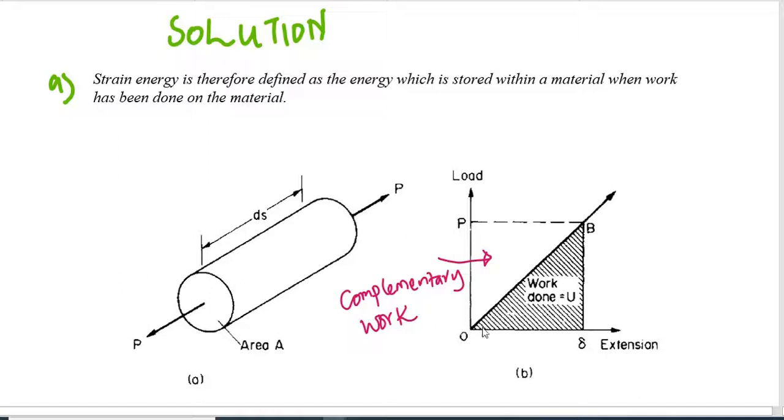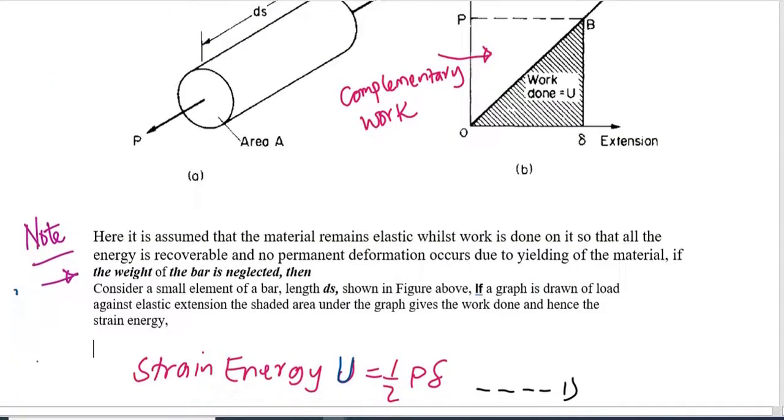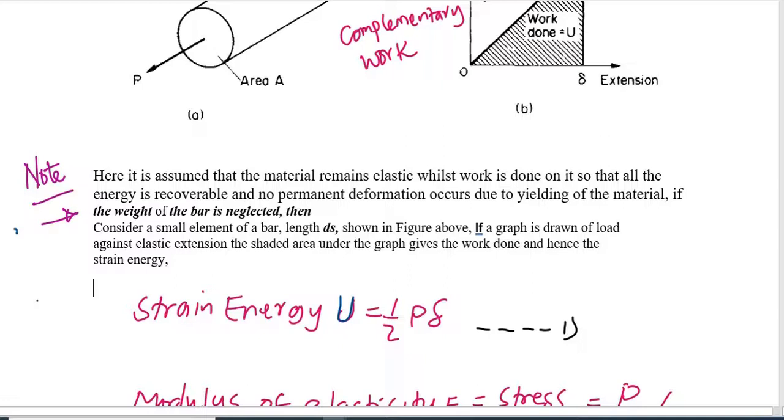When we draw a line OB anywhere on the load extension graph, the area under this graph is the one that is going to give us the work done, and this is going to be equal to the strain energy. So here it has been assumed that the material remains elastic whilst work is being done on it, so that all the energy is recoverable and no permanent deformation occurs due to yielding of the material.